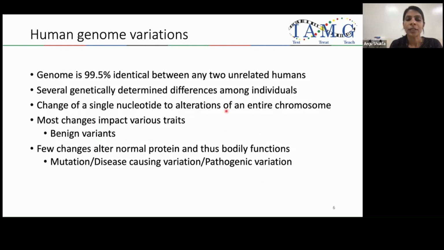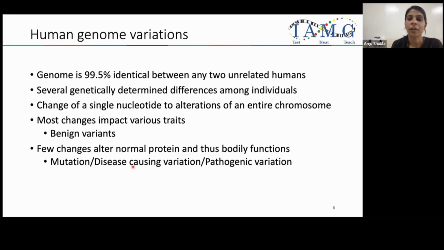So we know that any two unrelated human beings share 99.5% of the human genome. And there are several differences among individuals as well, which are genetically determined. These changes can range from a single nucleotide to alterations of an entire chromosome. But most of these changes just impact various traits, that is the color, the height, and so many other benign traits or the behavior. However, few changes might alter the normal protein and hence the bodily functions, and they were earlier referred to as mutations.